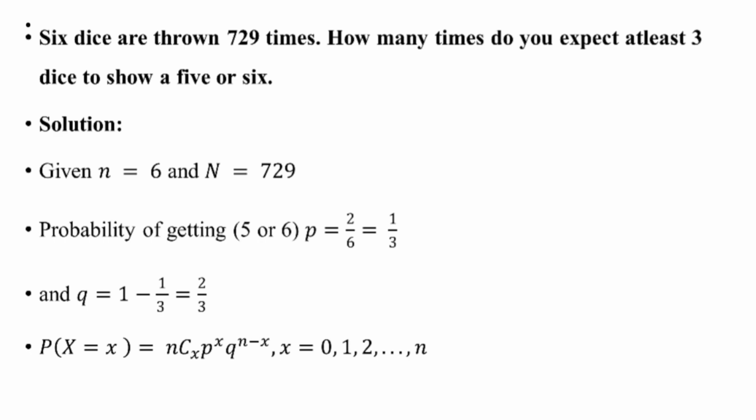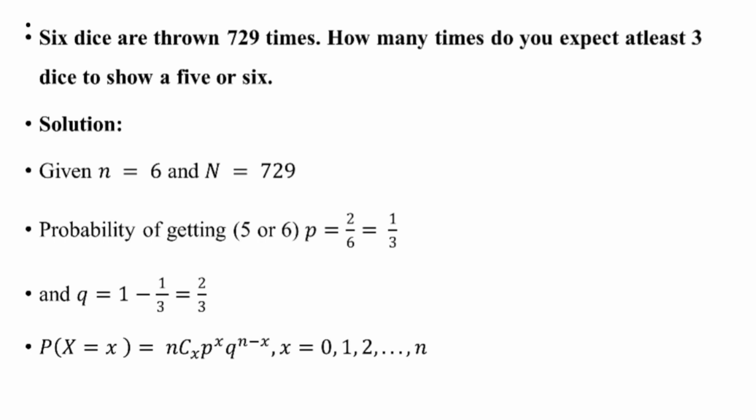The probability of getting 5 or 6. The question is how many times do you expect at least 3 dice show 5 or 6. So the probability of getting 5 or 6: totally 6, so two values, 5 and 6. So 2 by 6 is 1 by 3. So the probability of success p is 1 by 3, and the failure q is equal to 1 minus p, equal to 1 minus 1 by 3, equal to 2 by 3.